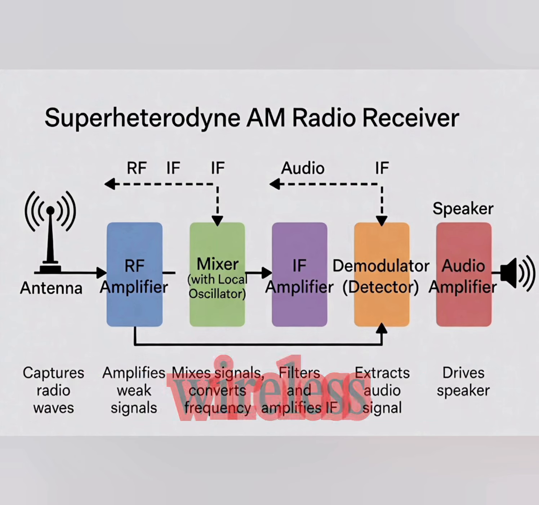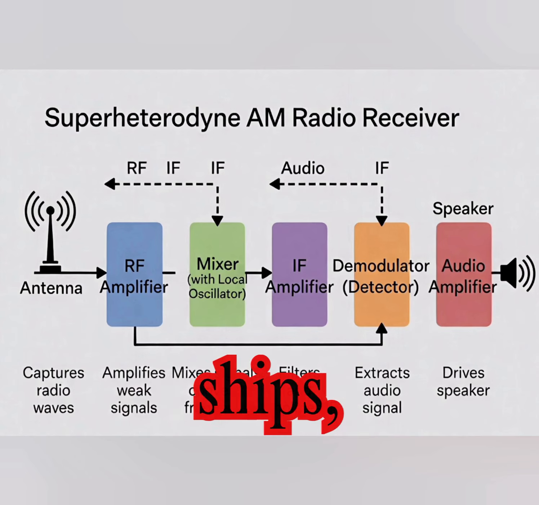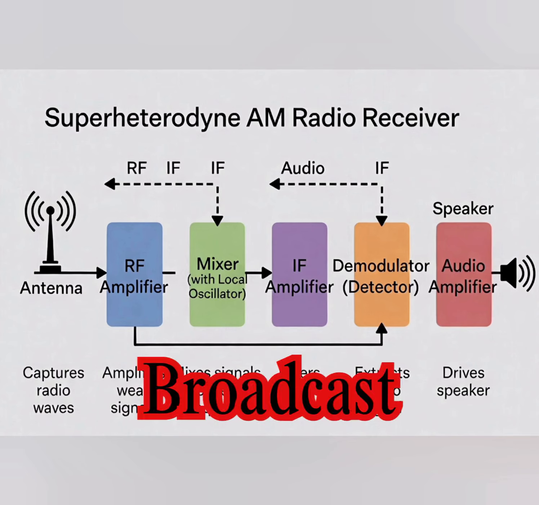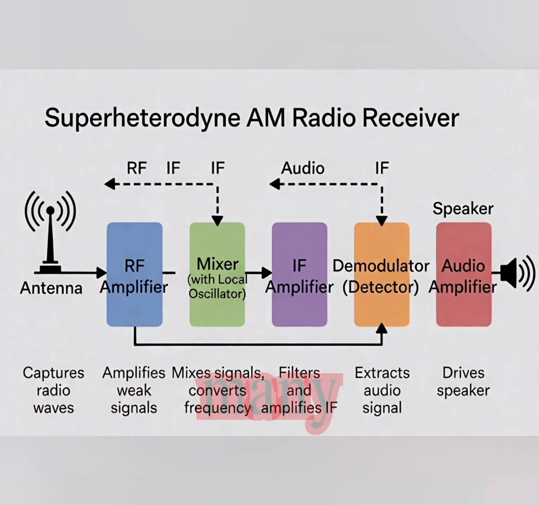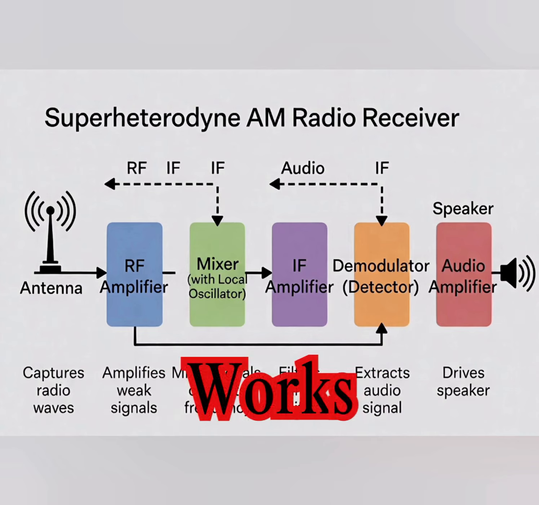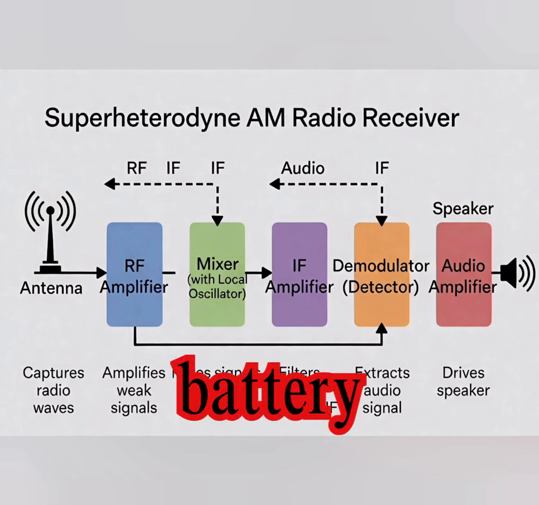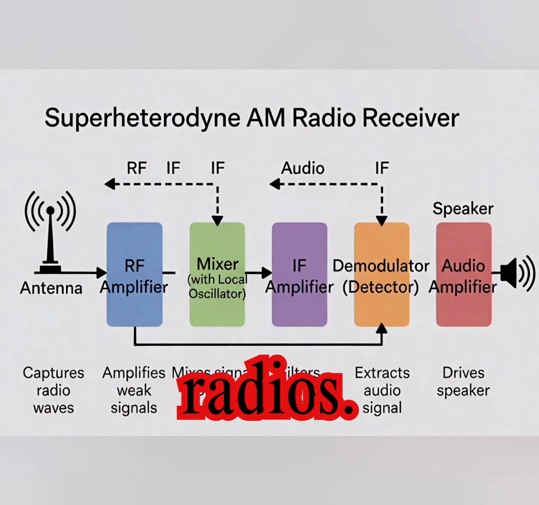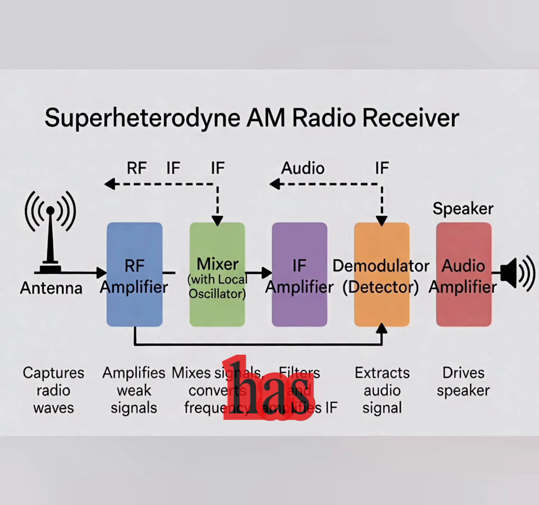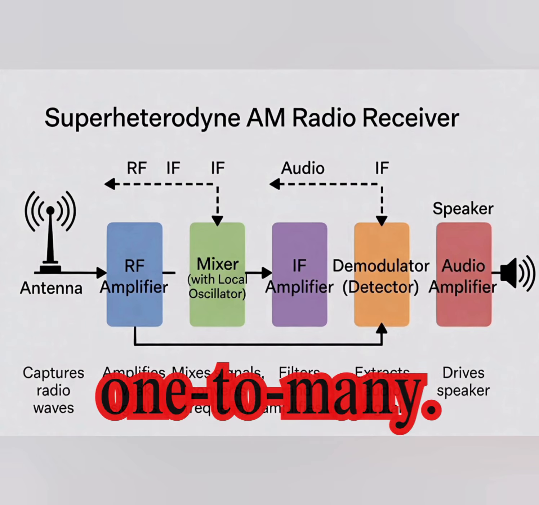Advantages of radio communication: wireless and mobile. No cables needed. Enables communication over long distances and for moving users, vehicles, ships, etc. Broadcast capability. One transmitter can reach many receivers simultaneously, e.g. radio stations. Reliability in emergencies. Works when cellular networks fail or are overloaded. Long battery life in two-way radios. Instantaneous/group communication, push-to-talk for one-to-many.